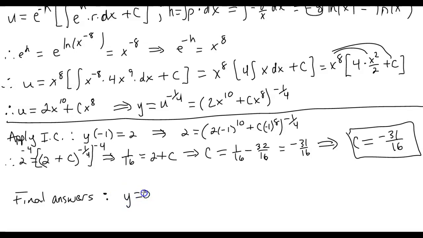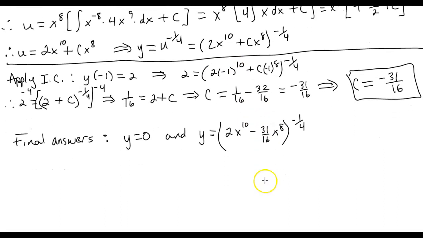All right, y equals 0. And of course here, this was our answer here. y is equal to 2x raised to the 10 minus 31/16 x raised to the 8, and all that raised to the -1/4. And so that is the final answer here.